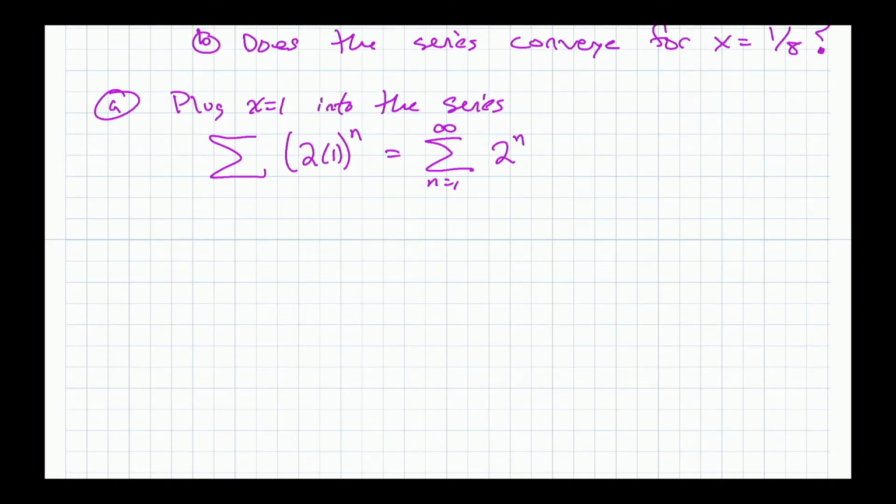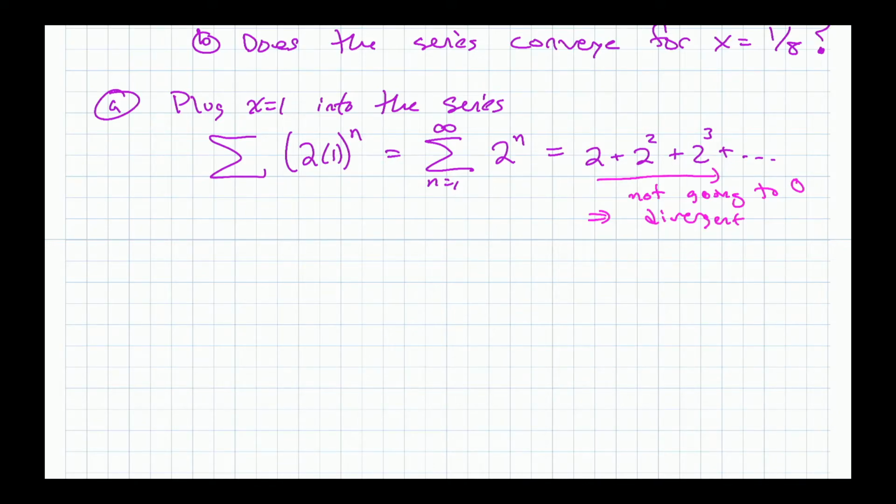Well, what is that series? That series is simply 2 plus 2 squared plus 2 cubed plus and so on. You should be able to identify that as a divergent series in any number of ways. You should be able to see that the terms are not going to 0, and that means it's divergent. That's one way to do it.